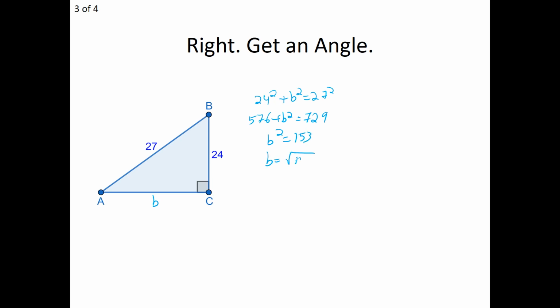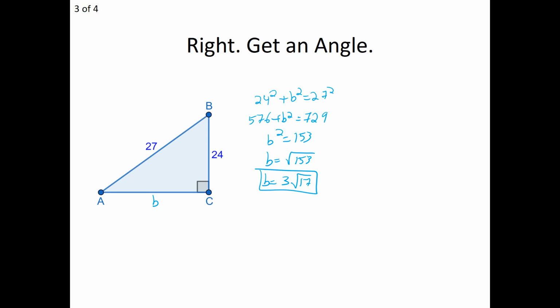Now, the square root of 153 has a perfect square of 9 in it. So there is then the 3 that pops out. Square root of 9 is 3, and it's 9 times 17. So there we actually have our simplified missing side of our right triangle there.